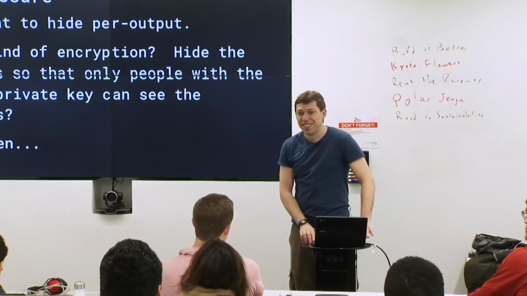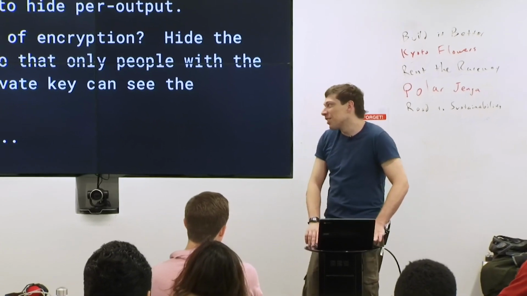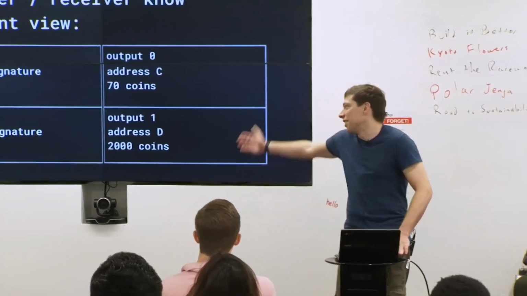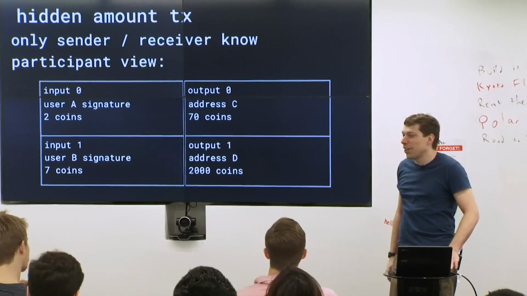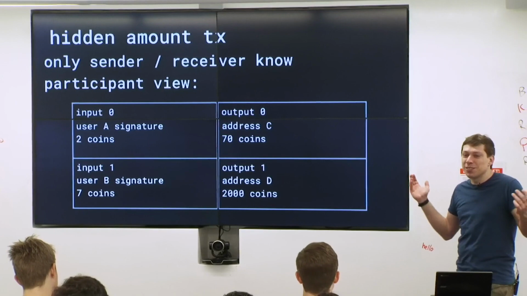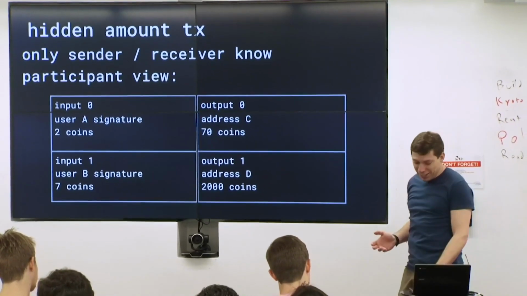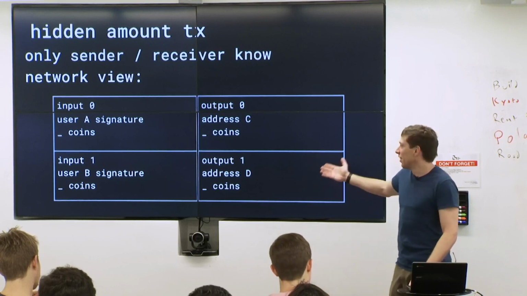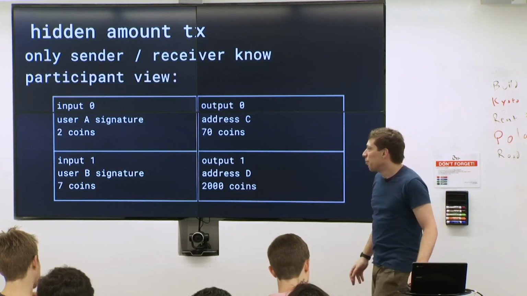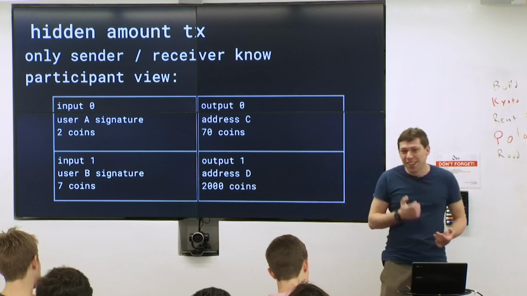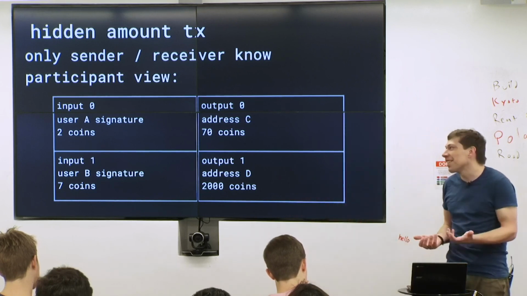How do the nodes verify the transaction? If the nodes don't verify the transaction at all, because they can't see anything, well, I can just make 70 coins and 2,000 coins. I can just make as many coins as I want. No one can see anything because the network just sees nothing. It has no idea how many coins are being sent. But I'm just making more coins all over the place. And this doesn't work, right?